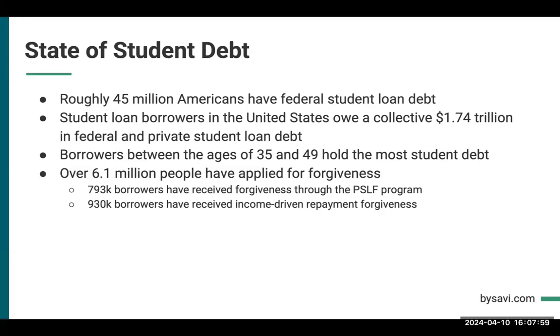Now, here's another interesting thing. Over 6.1 million people have applied for forgiveness of some type. And close to 800,000 of those 6.1 million borrowers have received forgiveness through the Public Service Loan Forgiveness Program. And about 930,000 have received income-driven repayment forgiveness. But again, what that goes to show you is that of all the people that have applied, a small fraction have actually received that forgiveness.